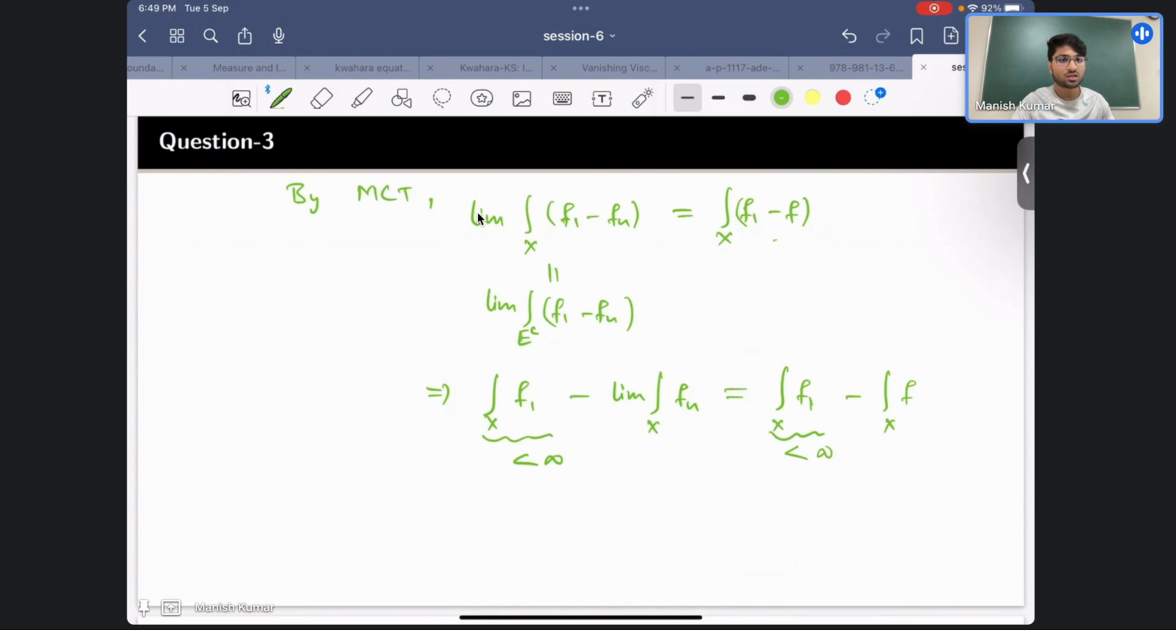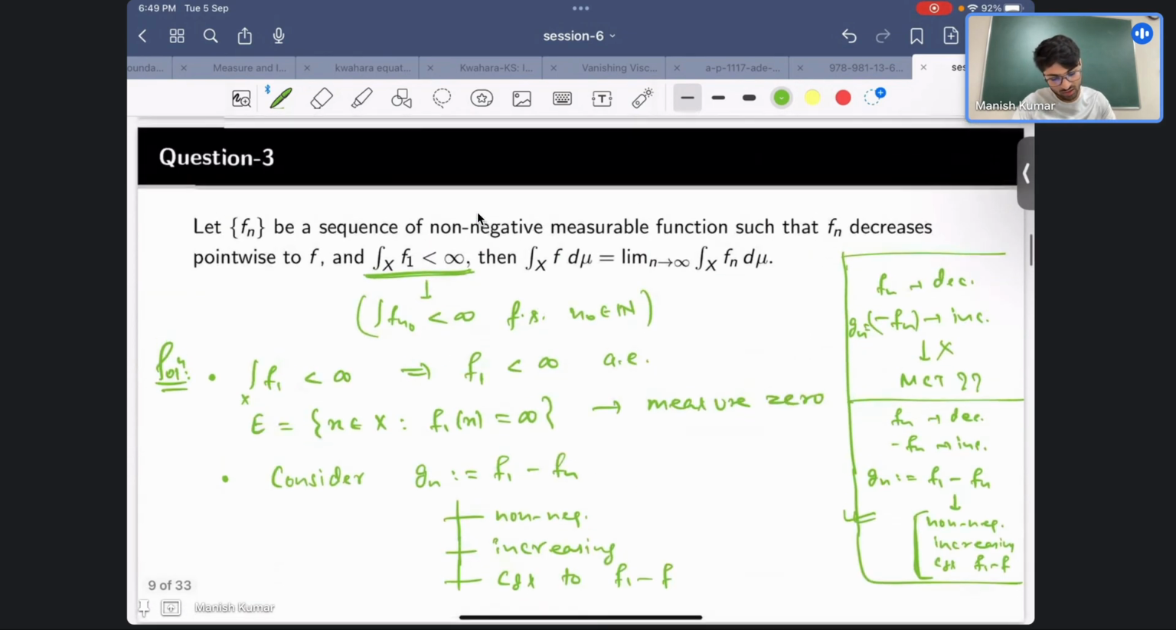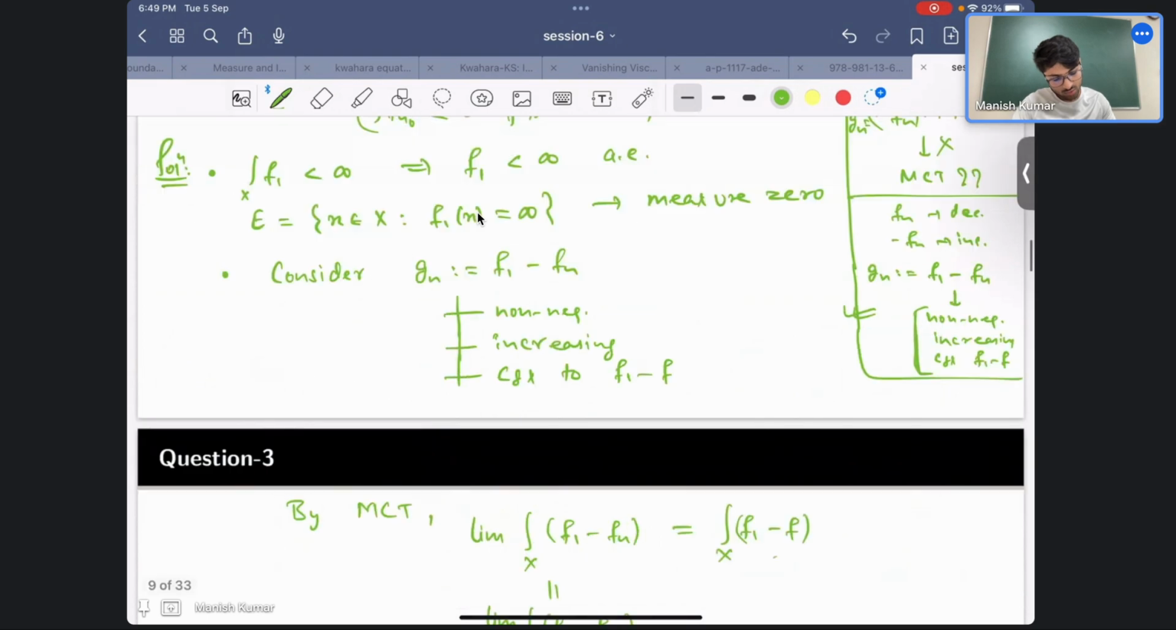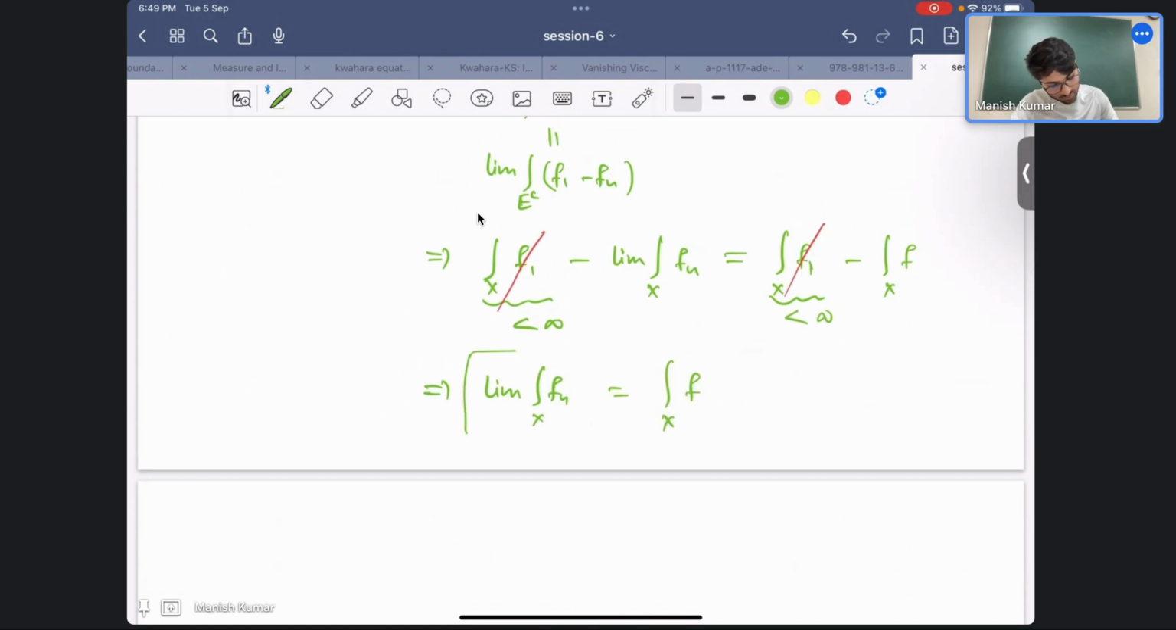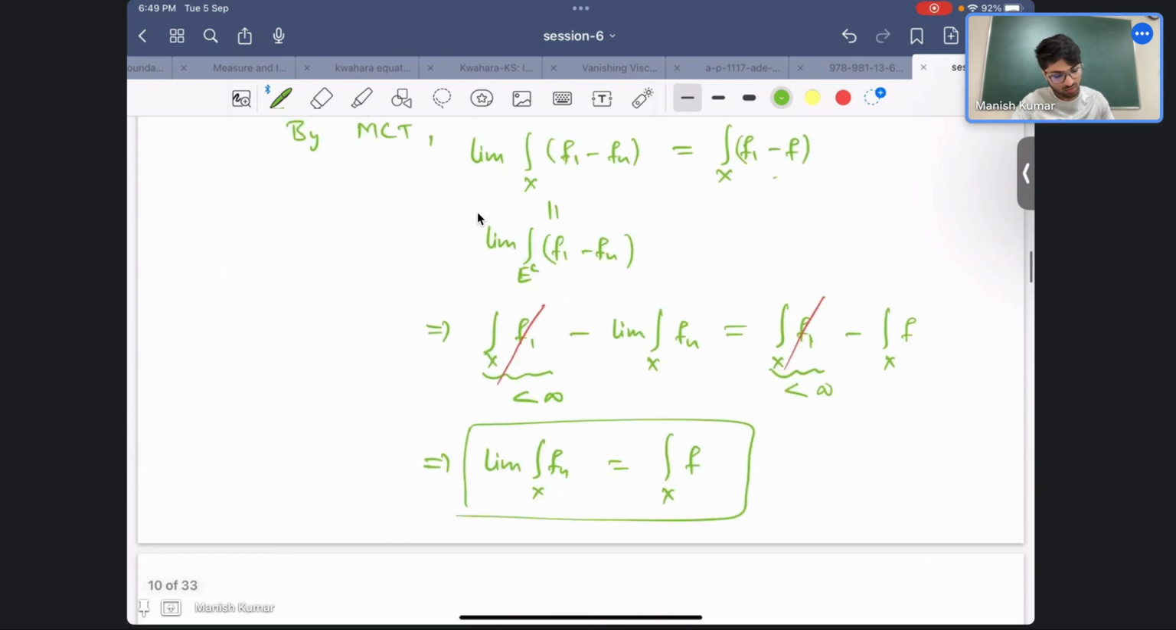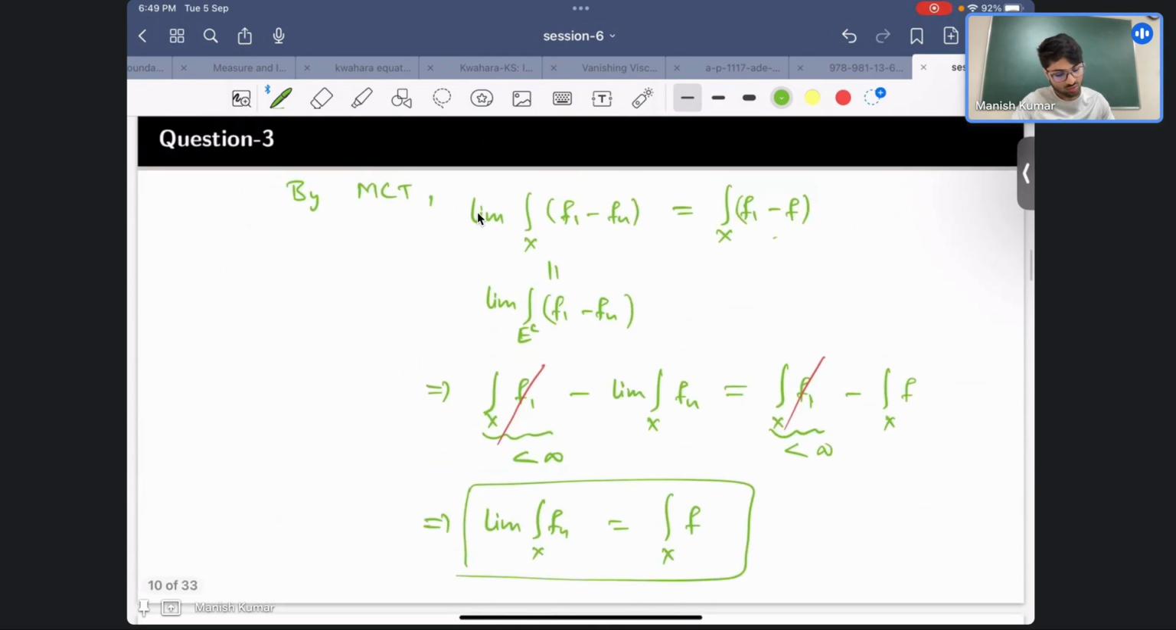The integral of f1 is given to be finite here, right? So you can cancel them off. So this you can cancel. So what you get is limit fn over x is equal to f over x. Okay, so you understood where we use this condition f1.